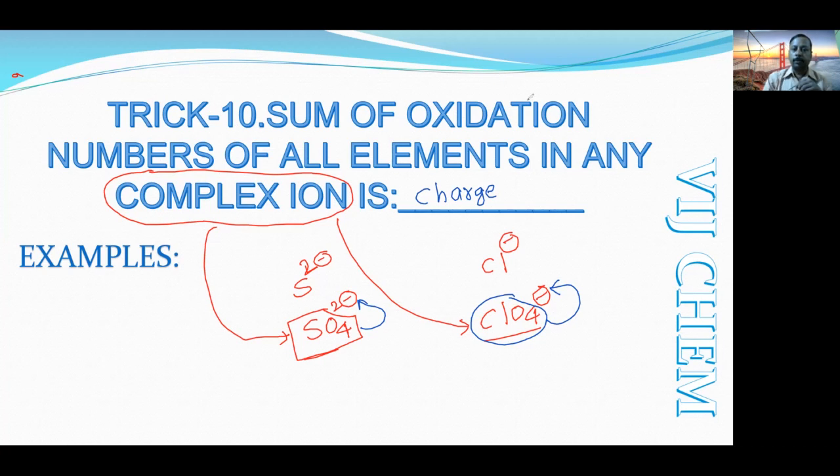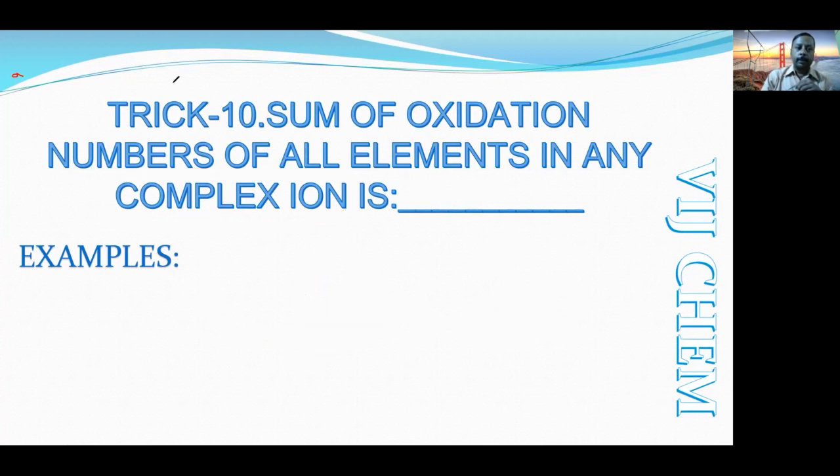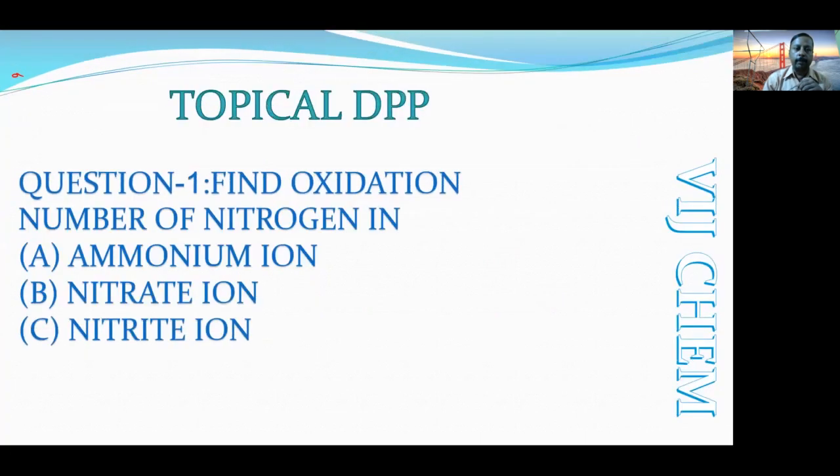Now we are going to start with the DPP. Let's start with the questions one by one. I have given you very few questions of level 1. The first question is: find the oxidation number of nitrogen in the ammonium ion. Few might not be able to solve it because we don't know what the ammonium ion is.